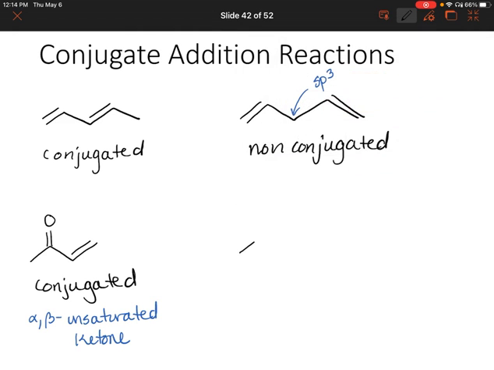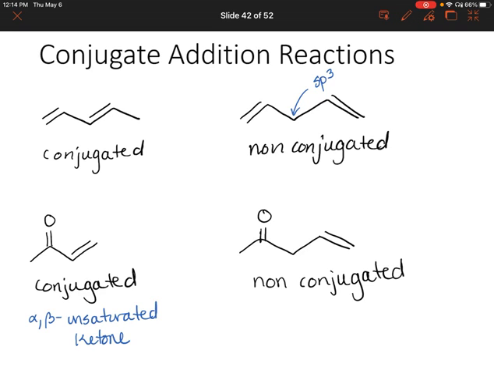Now let's say we move that double bond over one position. Now again we have a non-conjugated system. So it's really important that those double bonds are only separated by one single or sigma bond to give us that conjugated system. So let's look at some conjugate resonance forms, because this will tell us what types of reactions we can perform.